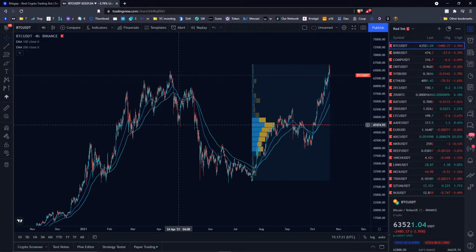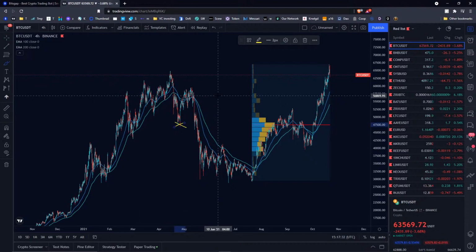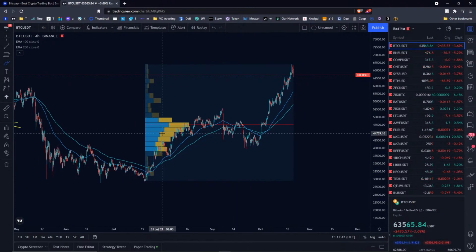Actually, I would say it perfectly aligns with the previous price formations, like this one being the support in that case, which then acted as a resistance at this period here. So usually the volume profile just shows you where the most volume is being traded and at which price. According to this one, $47,000 was the point of interest for the market.